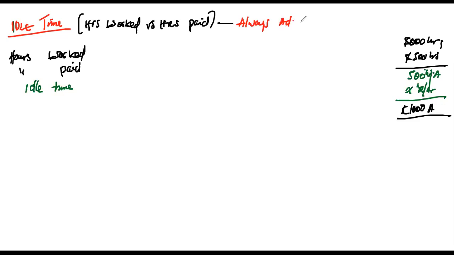So whenever you hear the word idle time, it's always an adverse variance. So whenever we see idle time, just note an adverse variance. What can cause that? It could be machine breakdown. We know there is some machine breakdown. But what else do you think can make people stop working for some time, apart from machine breakdown?